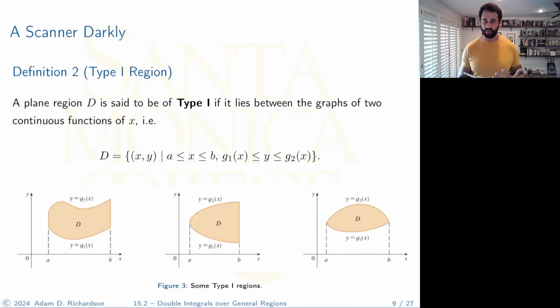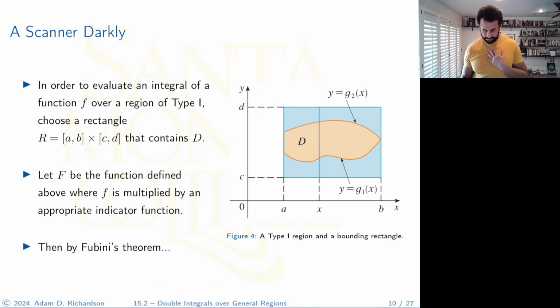How does it work more rigorously? Well, we need to go back to that indicator function. We need to employ Fubini's theorem, and we're going to skip a lot of those steps in practice, but here we go. If we want to evaluate an integral of a function f over a region of type 1, we need to choose a rectangle that bounds it. Theoretically, we should be able to find a rectangle that bounds this region. And then really we're going to integrate over that rectangle, but we're not going to integrate little f.